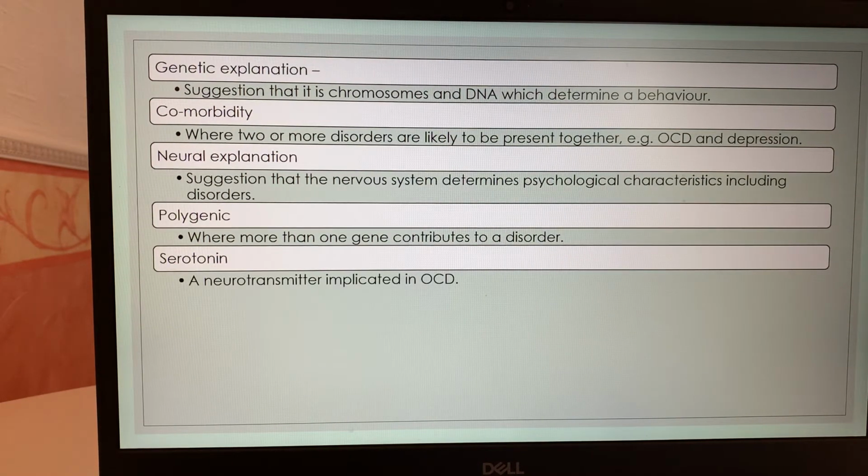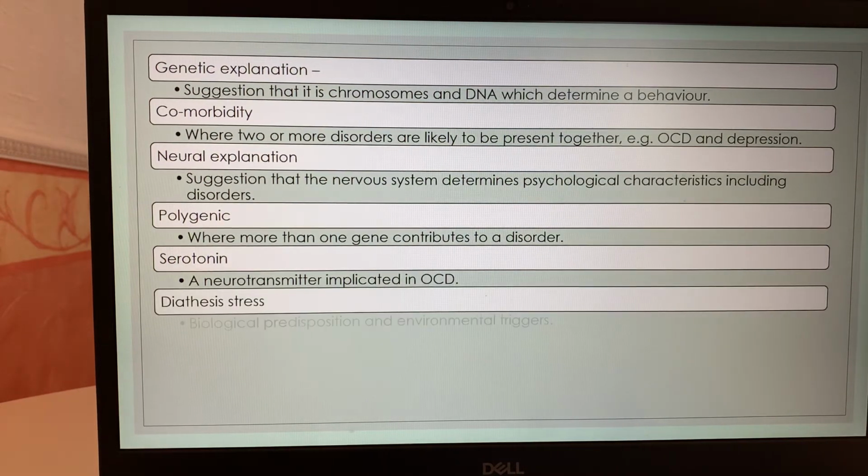Serotonin, a neurotransmitter that's implicated or has some kind of feature in OCD. Diathesis stress is basically a combination of biological and environmental. So you can have a biological predisposition. So let's say you have a certain one of the genes associated with OCD, and also have an environmental trigger. So a stressful environment, psychological or physical abuse that can trigger OCD to manifest itself.